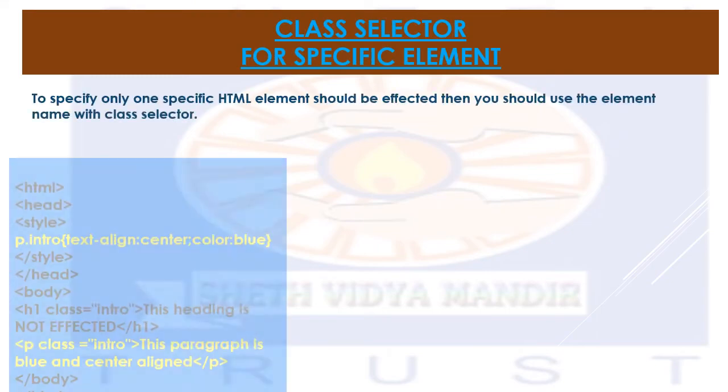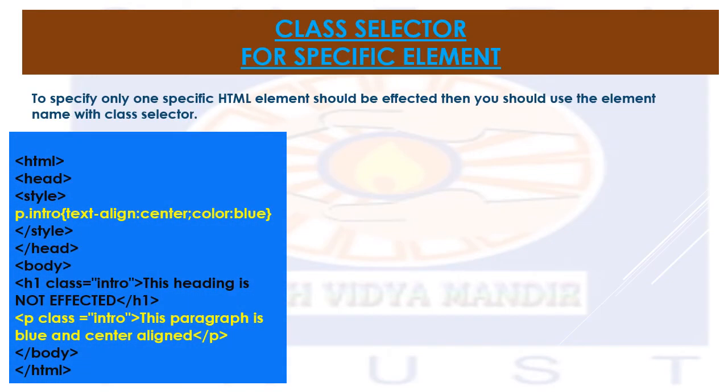Now come to the next slide. Here you get the class selector for a specific element. Specific element means only one element. To specify that only one specific HTML element should be affected, you should use the element name with the class selector. What is the meaning of this sentence? That means we are using it only for a specific element. For example, if I want to highlight only a single sentence on the website, I can do it with the help of the CSS class selector.